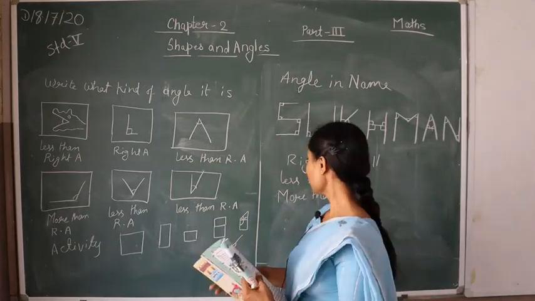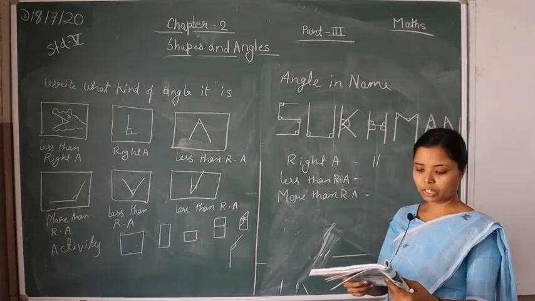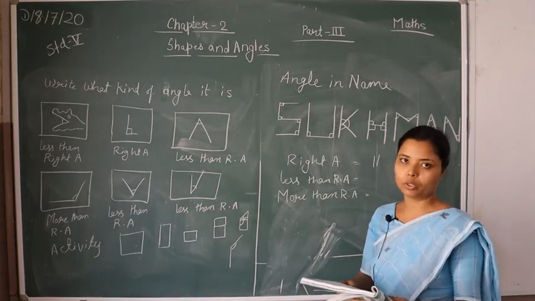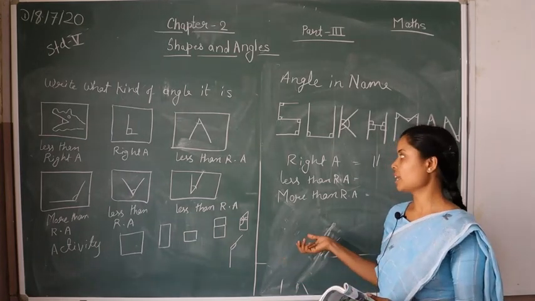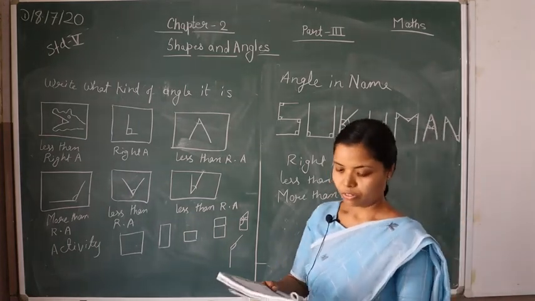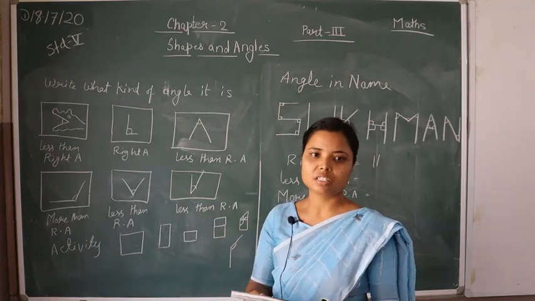And here is an activity in page number 25 related to name only. Okay, and here also you find the number of angles more than, less than and right angle. So solve this activity, which is very easy.